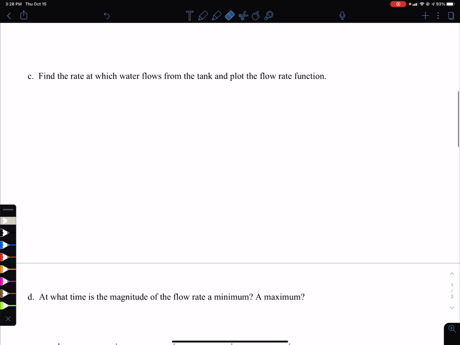Find the rate at which water flows from the tank and plot the flow rate function. Well, the key word here is rate. If you remember when we talked about derivatives, it's the instantaneous rate of change. And then we had something called the average rate of change. The derivative is at the instant, and the average rate of change is over a period of time, how fast something changes. So for average rate of change, that's going to be change in the volume of water over change in time. How much volume is flowing?